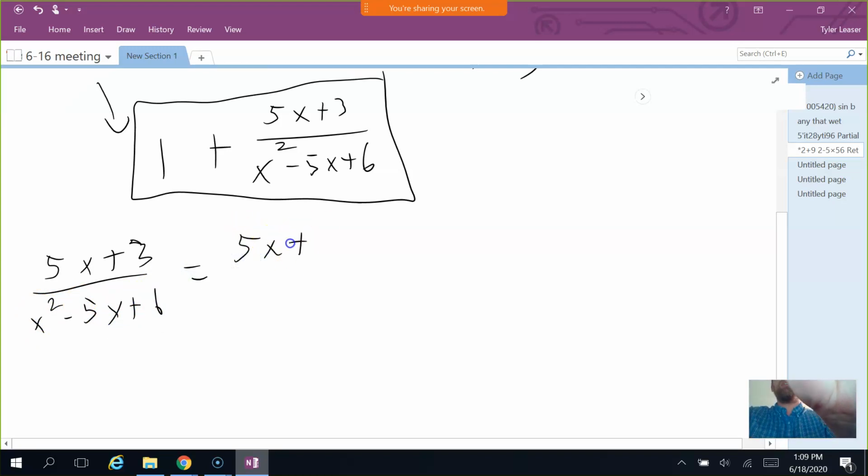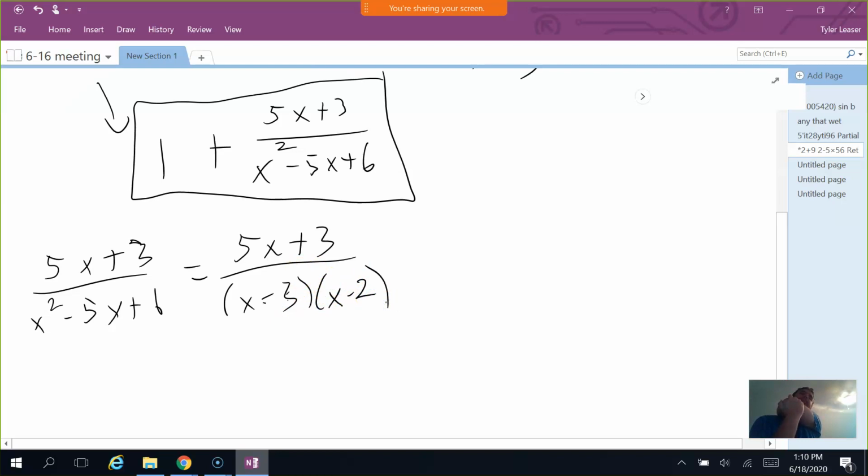To break that up, first we're going to have to factor that denominator. It should factor into x minus 3 and x minus 2. Right? Because negative 3 and negative 2 multiply to be positive 6, and they add together to be that negative 5. That means that the partial fraction decomposition, because you have two linear terms in the bottom, is going to be a constant over the first linear term plus a constant over the second linear term.